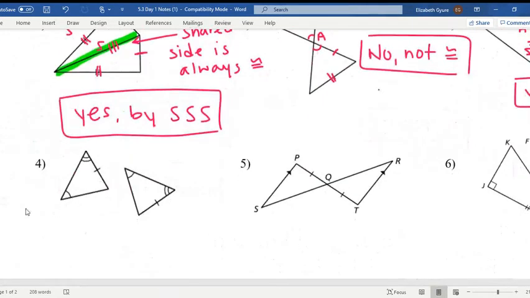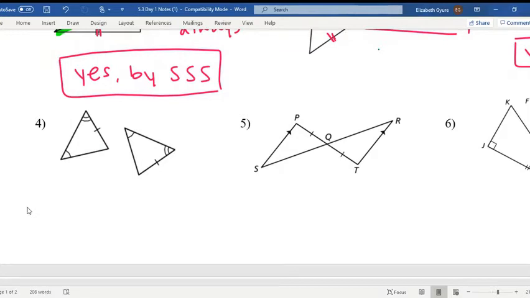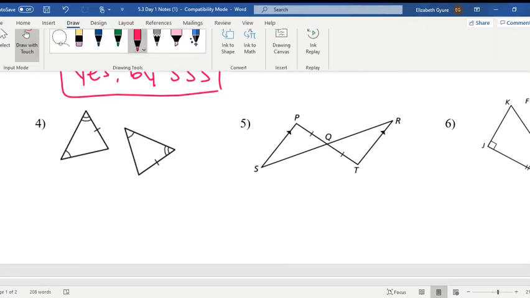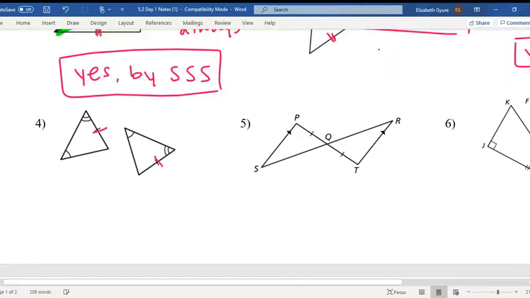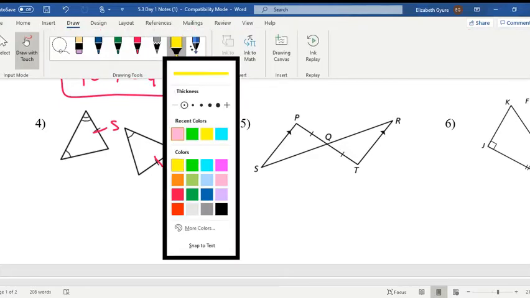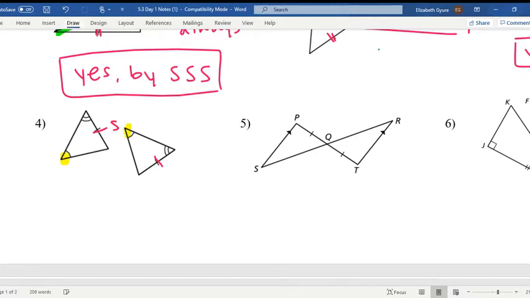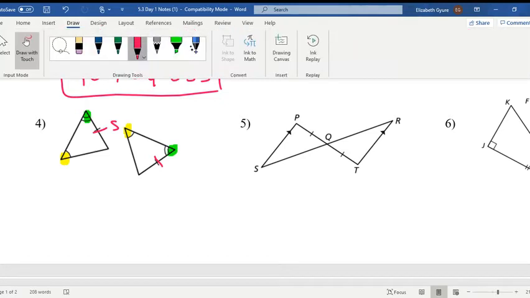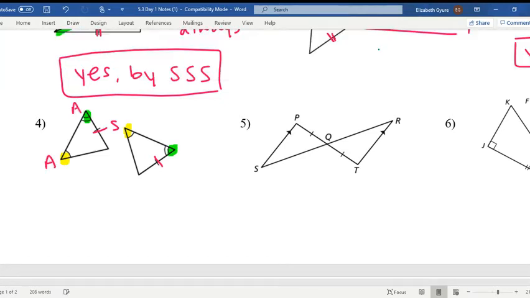All right, number 4. Let's take a look. What do you see? Someone tell me one thing that you see in this picture. Anybody at all? Yes, I also see a congruent side. Right here, we've got one of them, right? What else does somebody see? Yep, I see a set of congruent angles here, as well as here. So I have a set of angles and another set of angles.